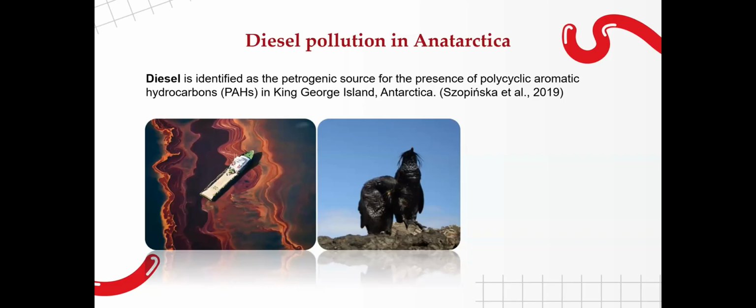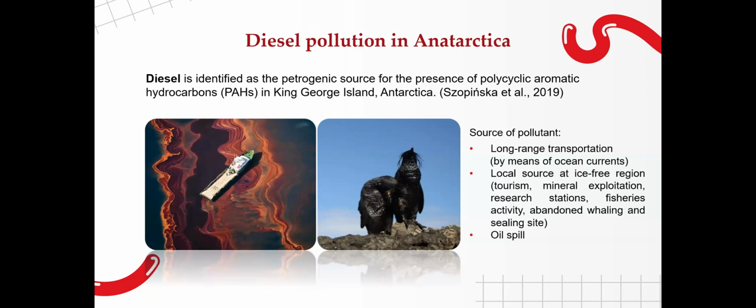Diesel is a widely used fuel in Antarctica to power vessels, vehicles, and research stations. Different pollutants can arrive in Antarctica through long-range transportation by means of ocean and air currents, as well as from local sources, as previous researchers have already explained. So the leaking of pipelines, domestic sewage disposal, as well as oil leakage during station refilling and grounding of vessels can contribute a big part to this issue.